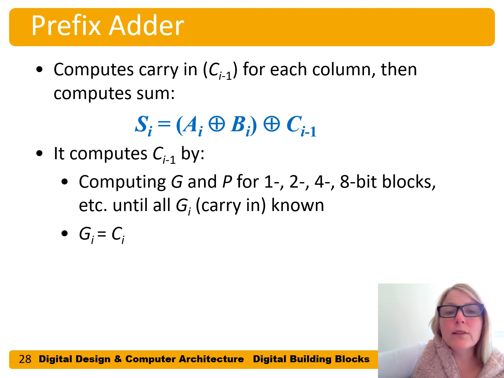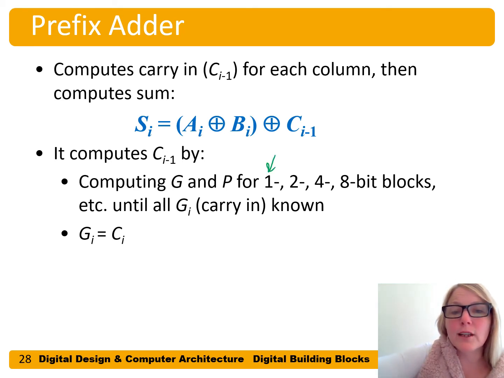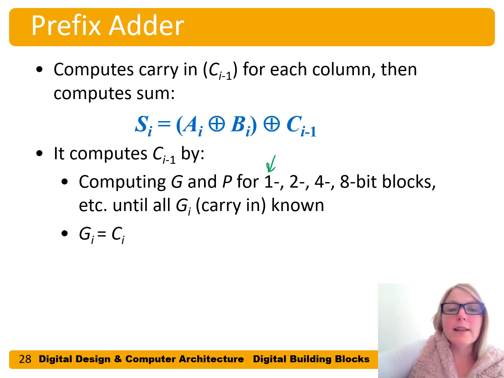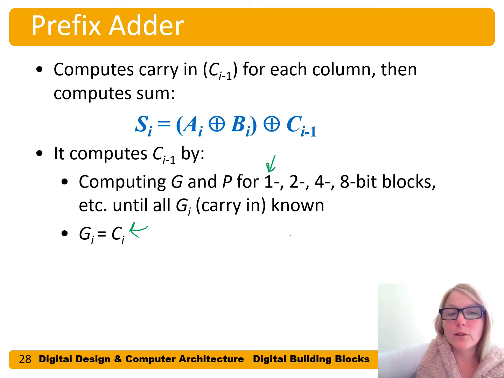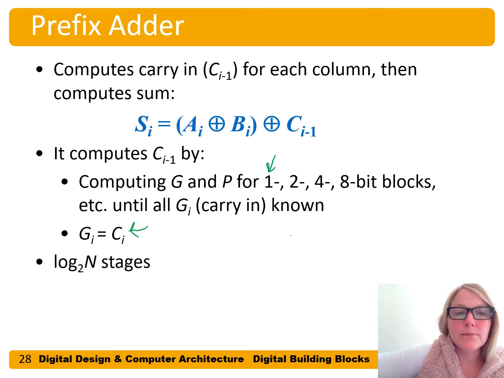So the prefix adder computes all these carries, C sub I minus 1, by first computing generates and propagates for 1-bit blocks. So these are just our column propagates and generates. And then we're going to divide and conquer and group them into groups of 2, and then 4, and then 8-bit blocks until all of the carry ins are known. And G sub I, this generate for column I, is the carry for that column. So G sub I is going to be the carry out, or C sub I, of that column. This calculation takes log base 2 of N stages, so it is going to be faster.